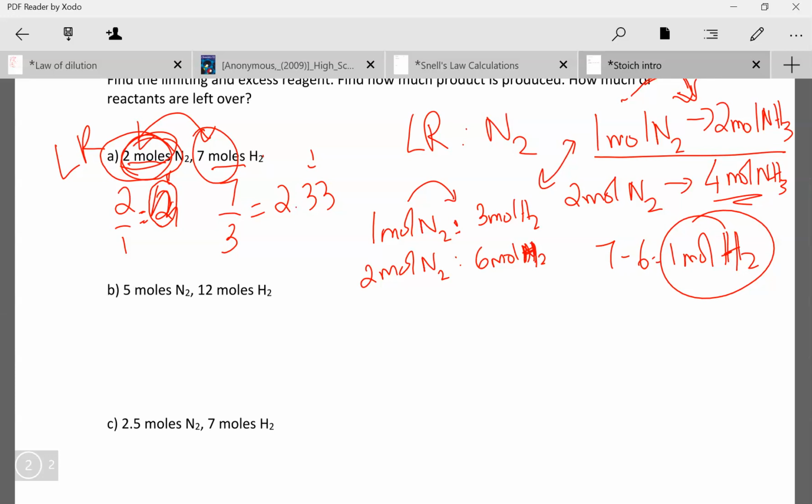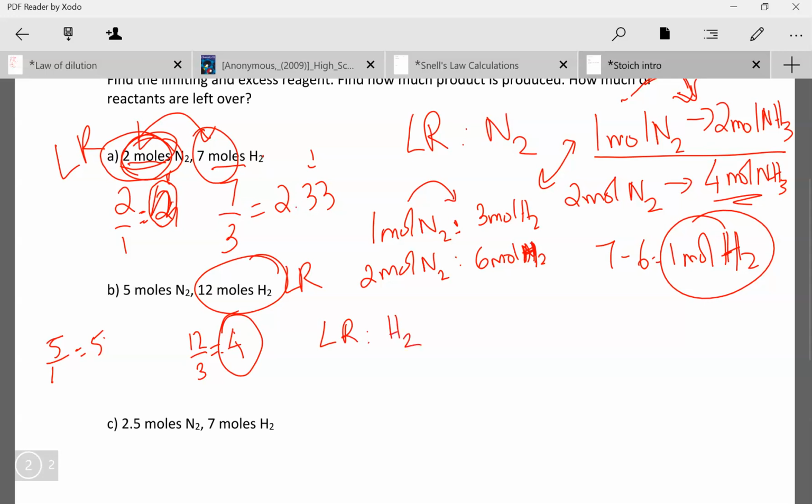Let's try one more. So 5 moles N2, again, to find my least moles, I have to divide by the coefficients up top. So I do 5 divided by 1 is 5, and 12 divided by 3 is 4. And then I look at these numbers and decide which one is least. So I decide 4 is least, so hydrogen here is my limiting reagent in this case. So my limiting reagent is hydrogen. And then I do the exact same calculation I did here.